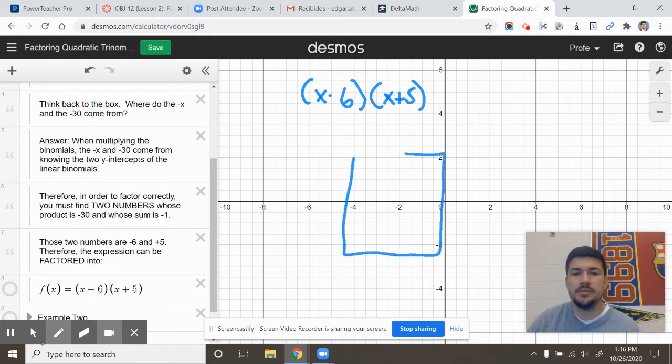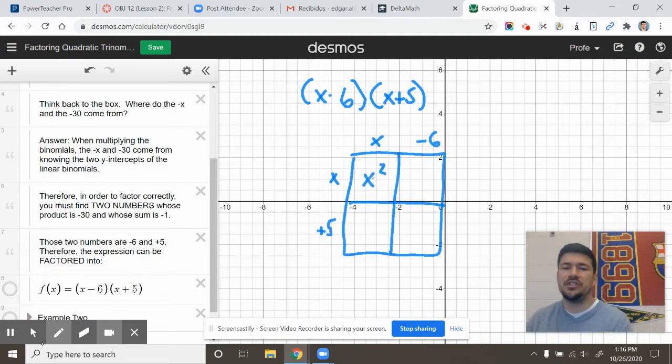So I'm going to make a box. And we say this is x, this is minus 6, this is x, and this is positive 5. And I think most of us know that the factors of x squared are x and x. Those are pretty simple, right? Another number that comes rather simple to us is this corner piece. This is 5 times negative 6, so this is negative 30.